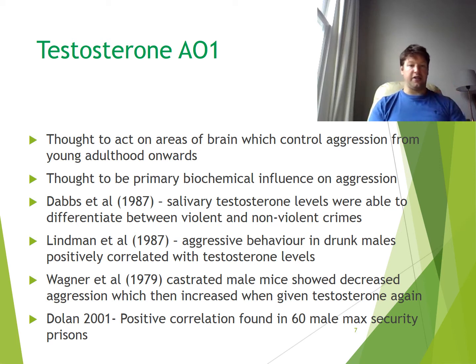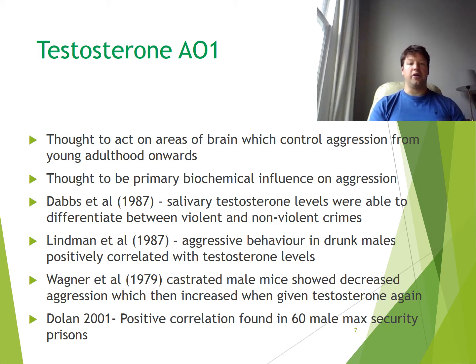Wagner et al. 1979. Castrated male mice showed decreased aggression, which then increased when given testosterone again. Castrated, you may know, is basically when they remove the testicles, so they don't have that link to where testosterone is produced. But decreased aggression, then increased when given testosterone again. So they would be injected with testosterone, and they would become aggressive again.